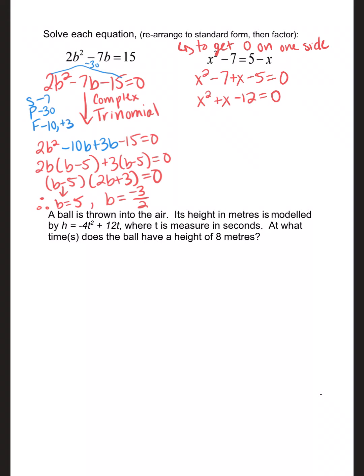Okay, take a minute, pause the video, and see if you can work through factoring and finding your solutions for this standard form quadratic. Okay, so you should have found that your solutions were at -4 and +3.